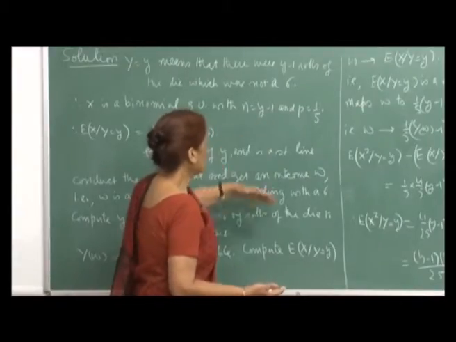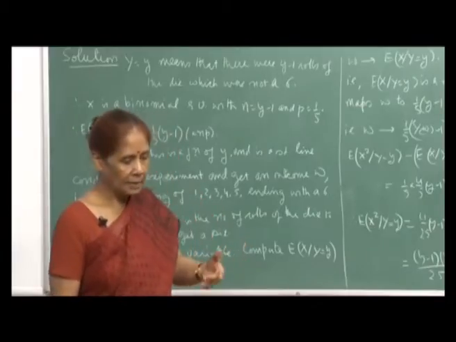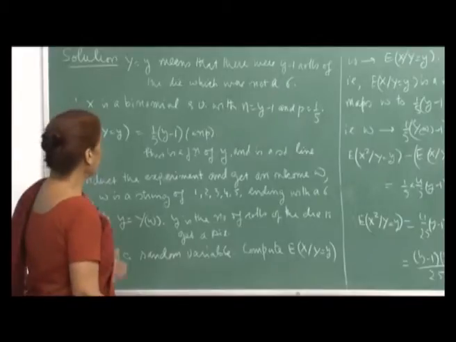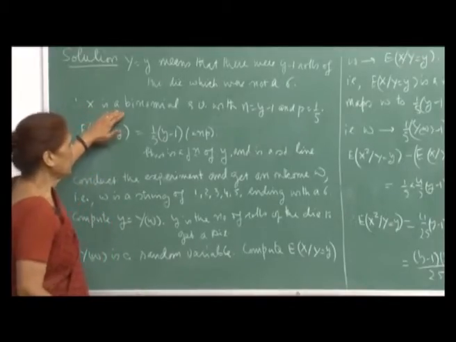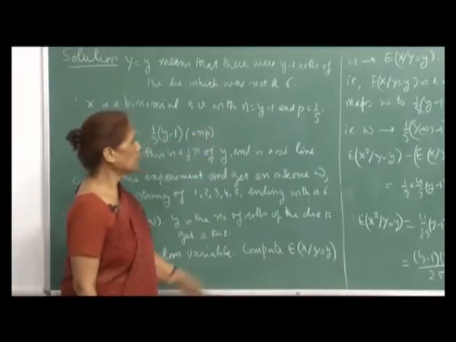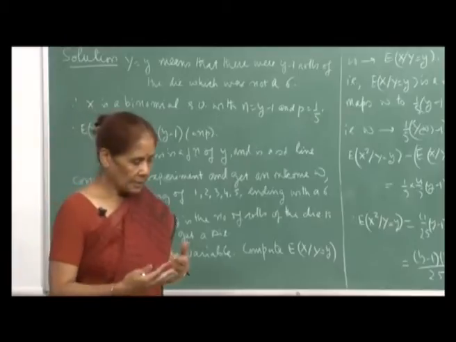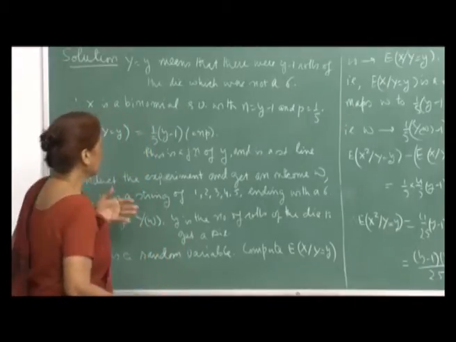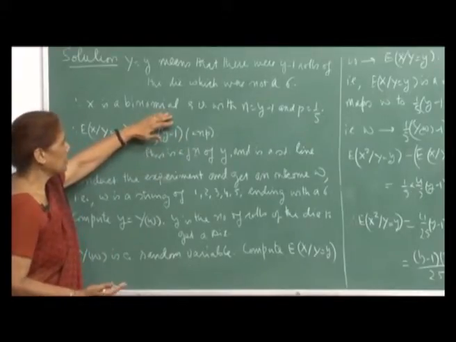We will treat occurrence of 1 as a success and occurrence of 2, 3, 4, 5 as failure, and therefore, x can be treated as a binomial random variable with n equal to y minus 1 and p equal to 1 by 5. So you see the whole idea is how you can compute certain quantities that you require by just realizing how the experiment has been conducted.